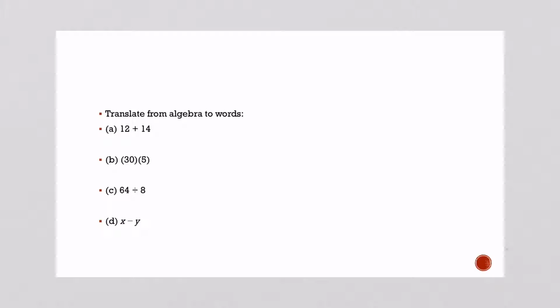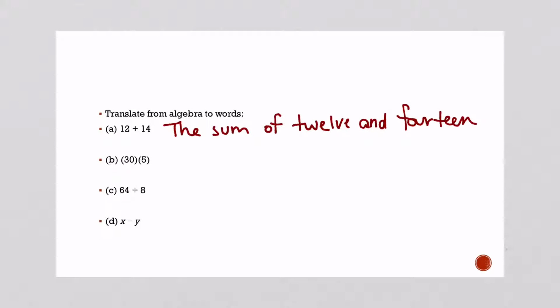Okay, so let's translate from algebra to words. On this first one, there's lots of ways to say this, so please don't think that just because I say it one way that is the only correct way. That's not so. This I would say the sum of 12 and 14. That's one way to say it. You could say 12 added to 14.